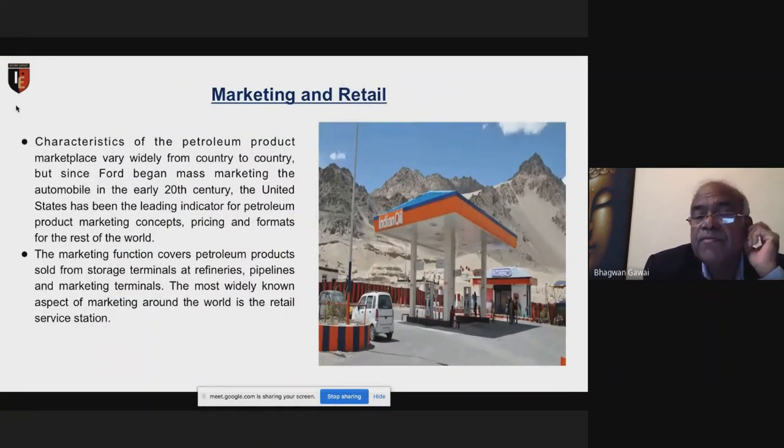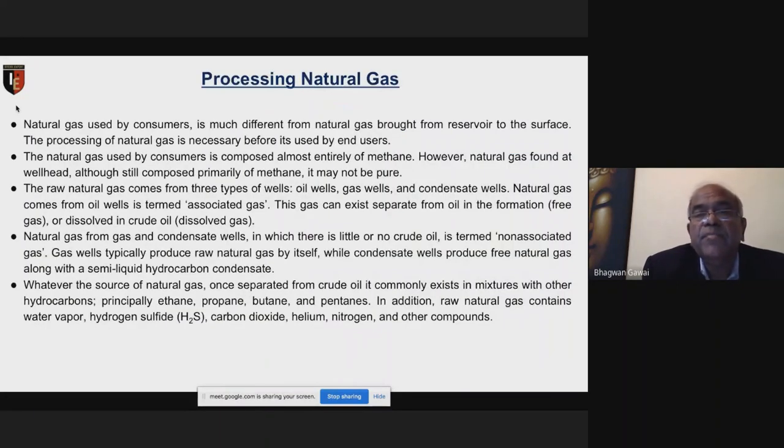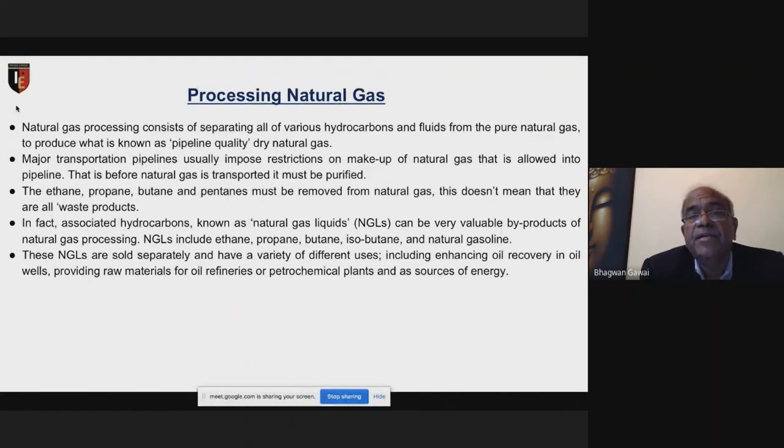After the product is refined, it goes for marketing from the storages. It goes to the petrol pump for diesel and petrol and CNG and LPG and all selling. So it is called marketing. Then processing of natural gas also takes place and it goes to the consumers, for use in power plants and other industries.